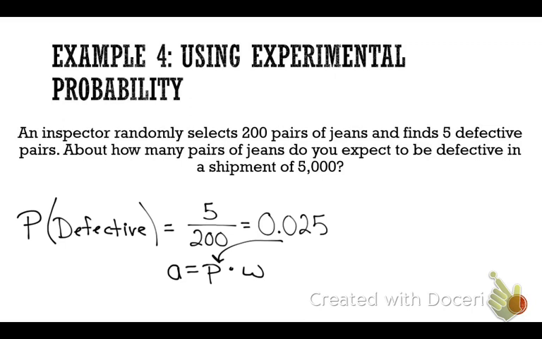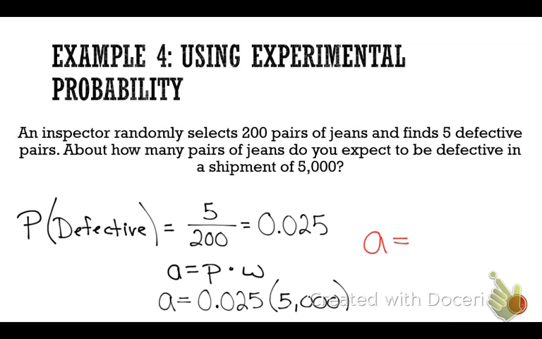That's what's happening here. So A equals 2.5% of 5,000. It's 0.025 times 5,000. Colin? 125 pairs of jeans. Okay, so let me ask you this. If you're the owner of the company, is this acceptable? Yes.